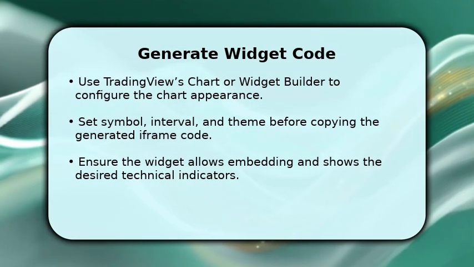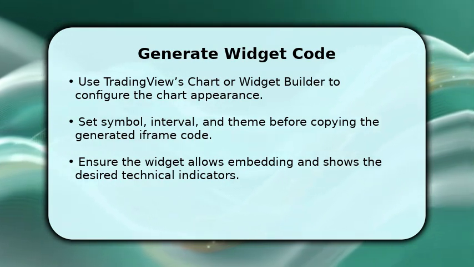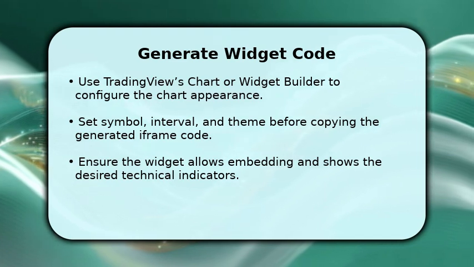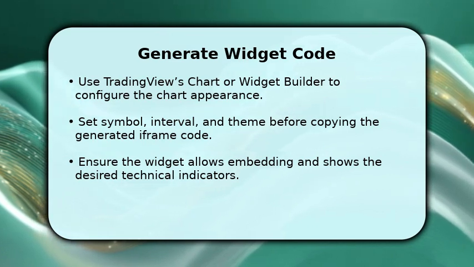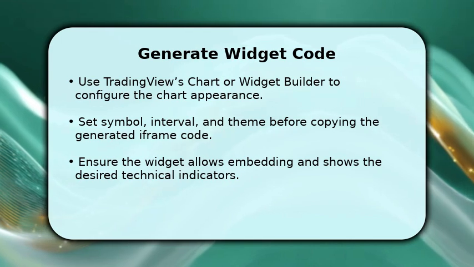Start at TradingView and open the chart or widget builder to create your custom display. Choose the stock or crypto symbol, pick an interval like 1D or 1H, select light or dark theme, and add indicators you want visible. Copy the provided iframe code exactly, since small changes can break embedding.